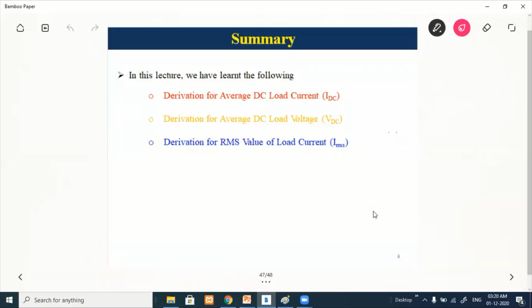Coming to the summary, in this lecture we have learned the following: derivation for average DC load current IDC, derivation for average DC load voltage VDC, derivation for RMS value of load current IRMS. In the next lecture, I am trying to derive the expressions for ripple factor.